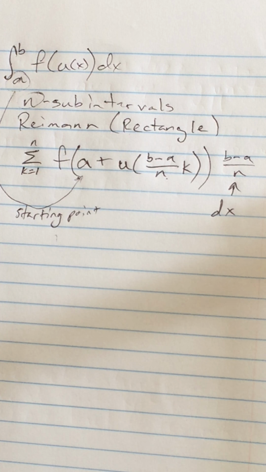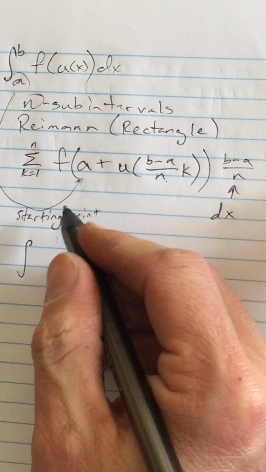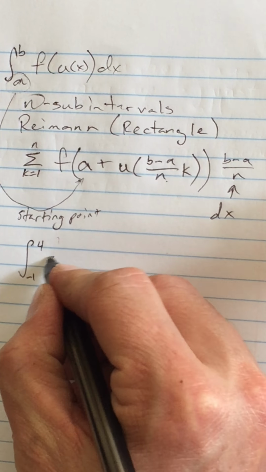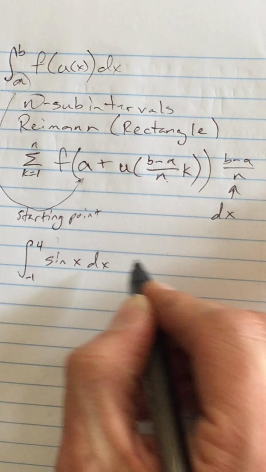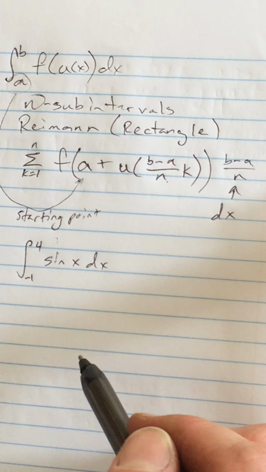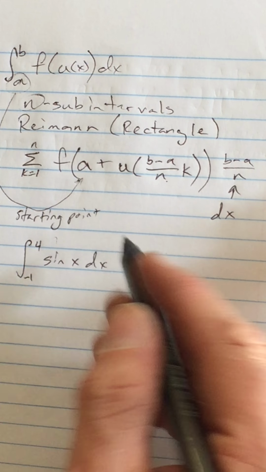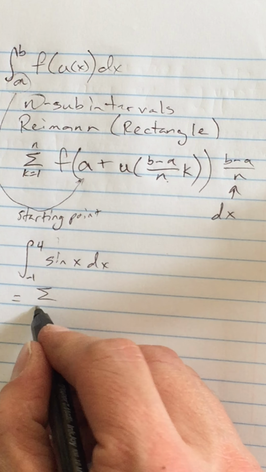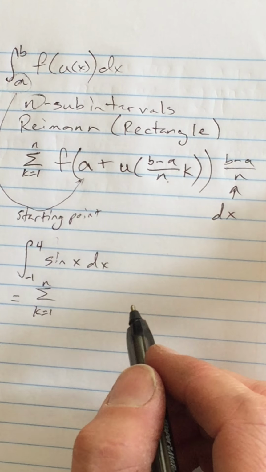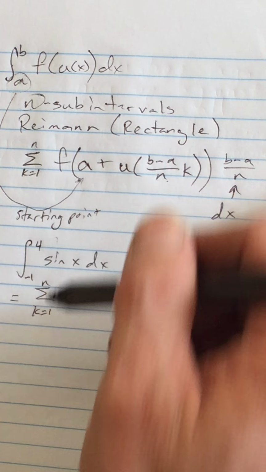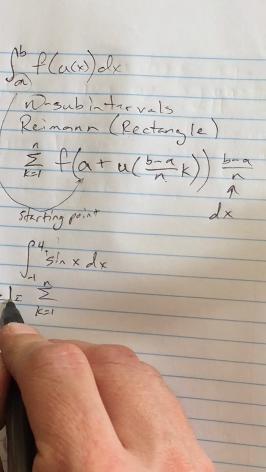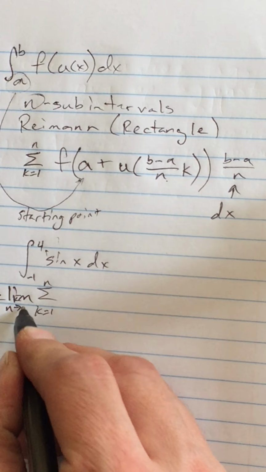But if I were to guess what that would look like, they would give us a problem and say something like, going from -1 to 4 of sine of x dx. And so you have your a, your b, and your f of x here. So we'd have the sigma notation going from k equals 1 to n. And if we did the limit as n approaches infinity, then that would give what this is.